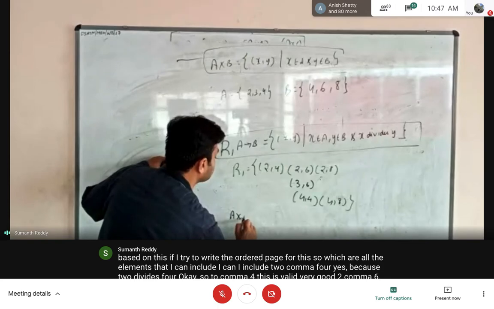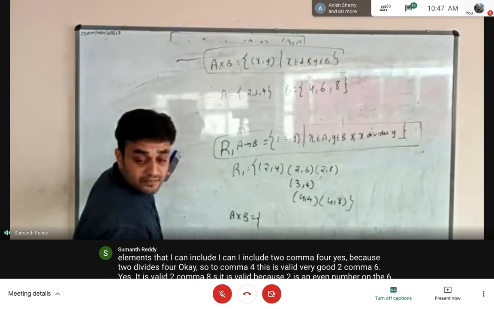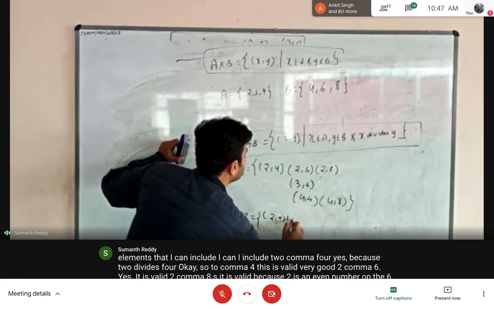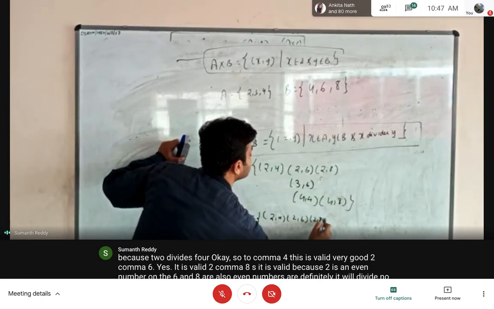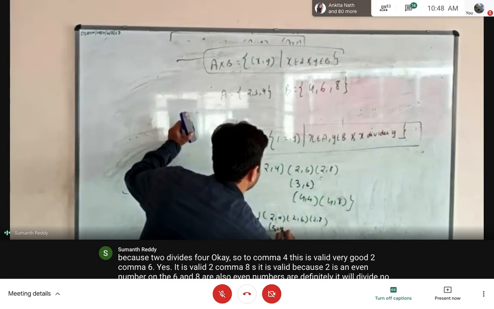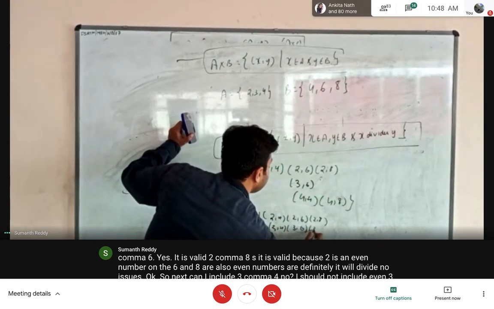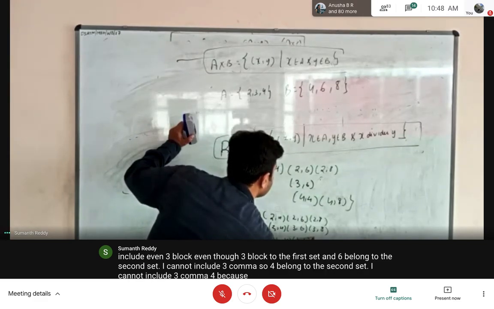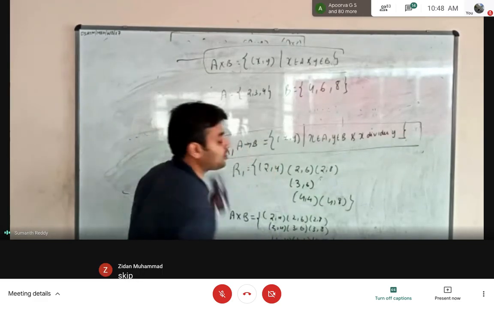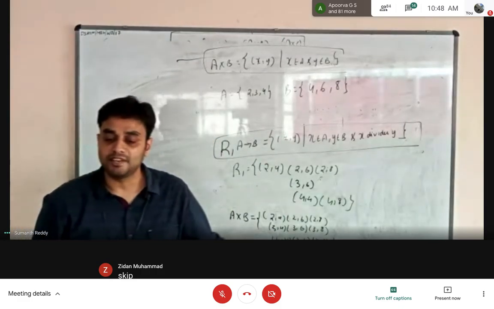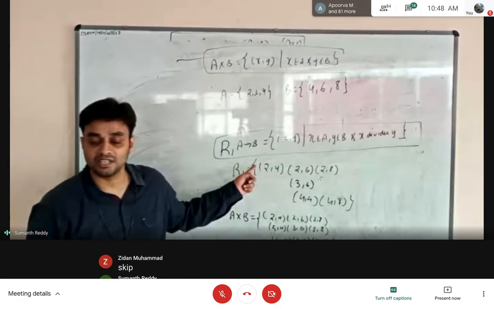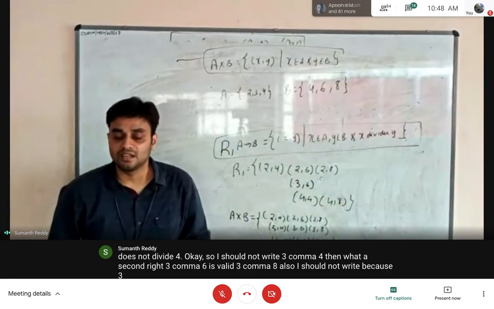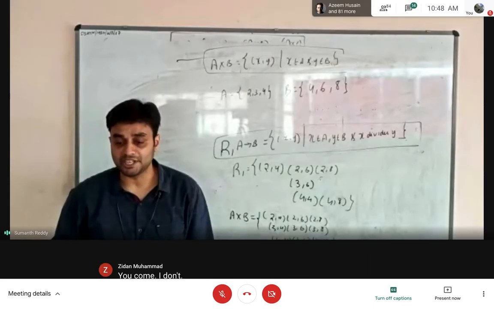Now just for your reference, instead of this relation, if I had written the Cartesian product A cross B, it will contain ordered pairs like 2 4, 2 6, 2 8, similarly 3 4, 3 6, 3 8, similarly 4 4, 4 6, 4 8. See, in the case of the Cartesian product, without any condition, I will include all the ordered pairs. Whereas in the relation, this condition has to be satisfied. So now, with this example, is my statement justified?